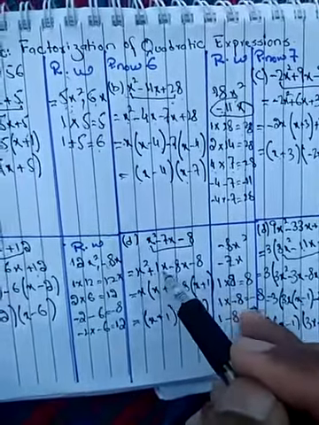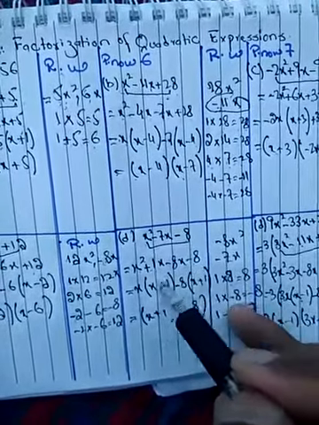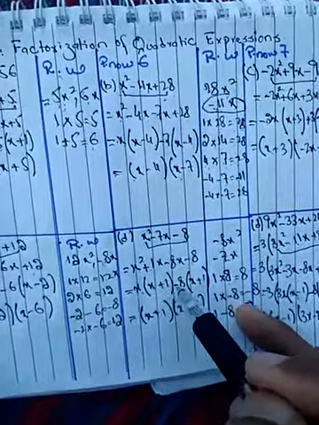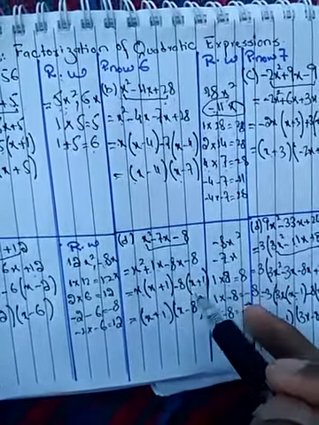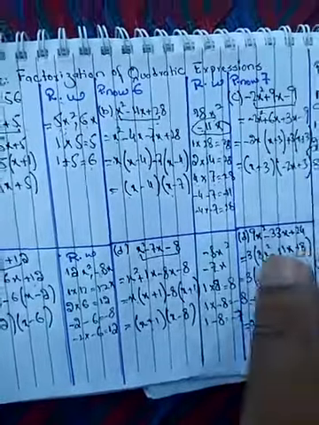We write these as x square plus 1x minus 8x minus 8. We take x as common. We have x plus 1 in bracket. From the other two terms we take minus 8 as common. We have x plus 1 in bracket. x plus 1 and x minus 8 are our required factors.